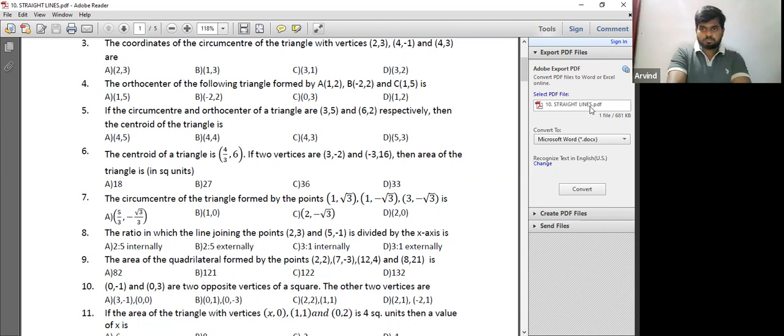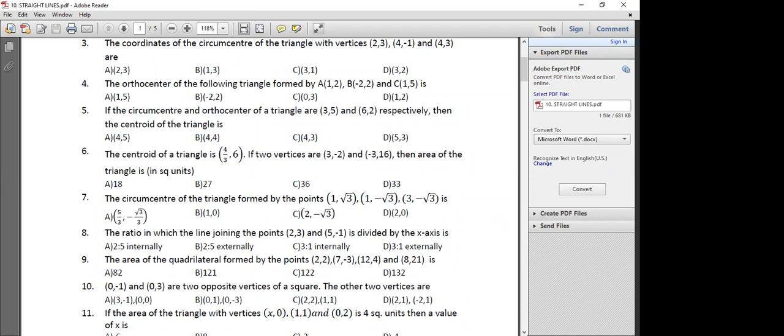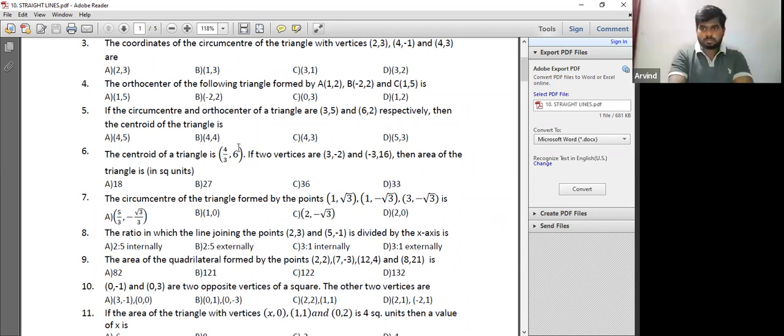Not got it? No one? Sir, D. Okay, it is a right angle triangle. You just check it. If you want, I'll just draw it and show you there itself.